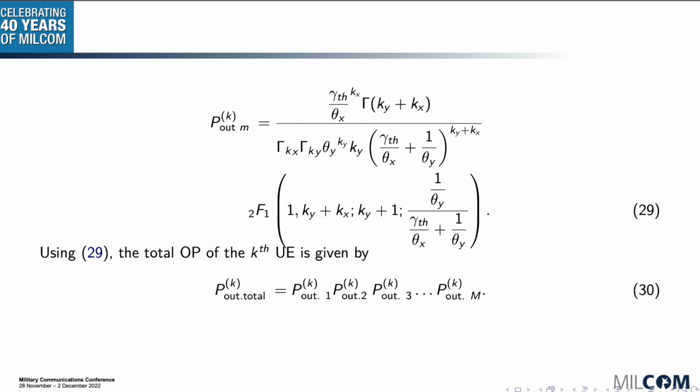Using 29, the total outage probability of the kth UE is given by the outage probability at k because of all the access points, right? So we have to consider the access points 1, 2, 3, 4 up to N. So it is a product of the outage probabilities considered at each and every access point, which cumulatively gives the total outage probability of the kth UE.